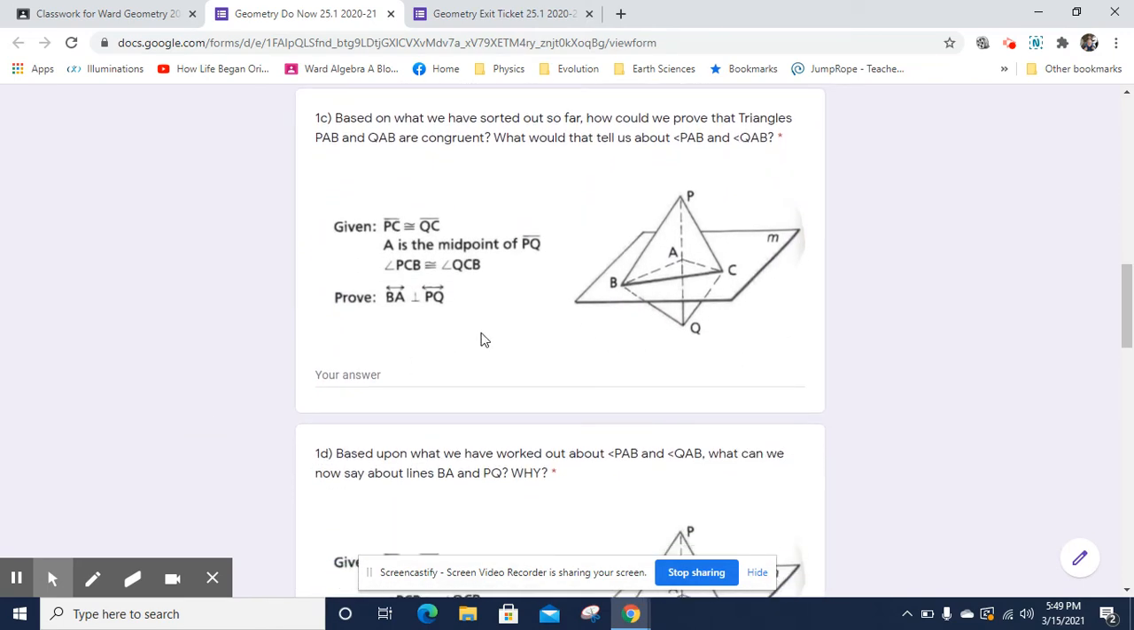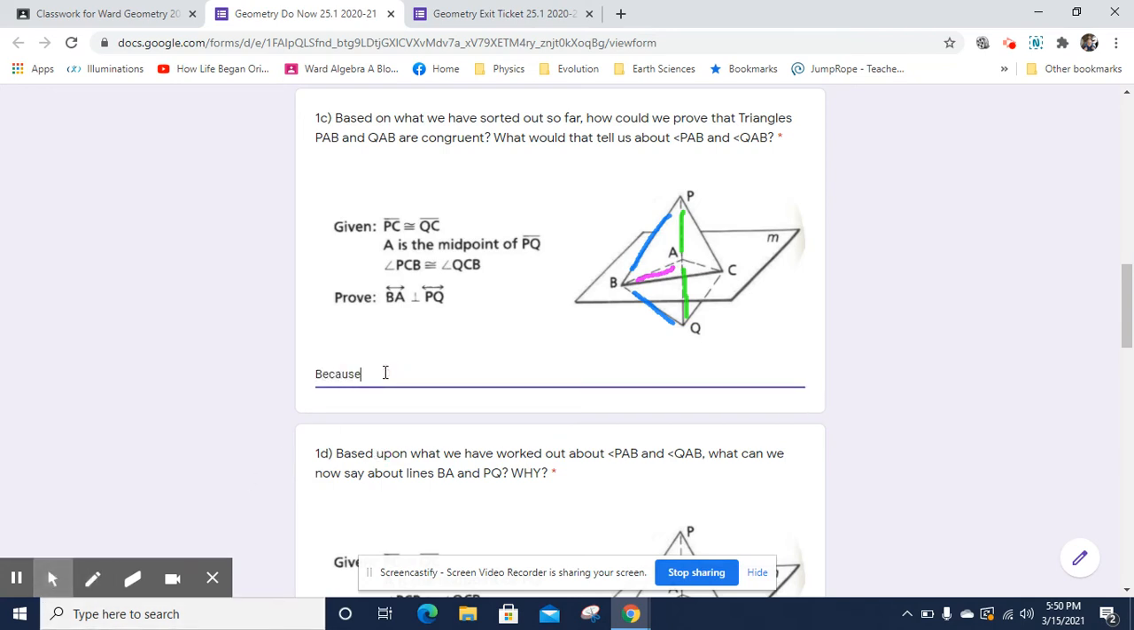Now, we got all this information. Let's consider this. Based on what we've sorted out so far, how can we prove that triangles PAB and QAB are congruent? Well, we just noted that PA and QA are congruent, and we know that PB and QB are congruent because of CPCTC, corresponding parts of congruent triangles from PCB and QCB, so we know that. And then your old friend, the reflexive property, tells us that BA is congruent to itself.